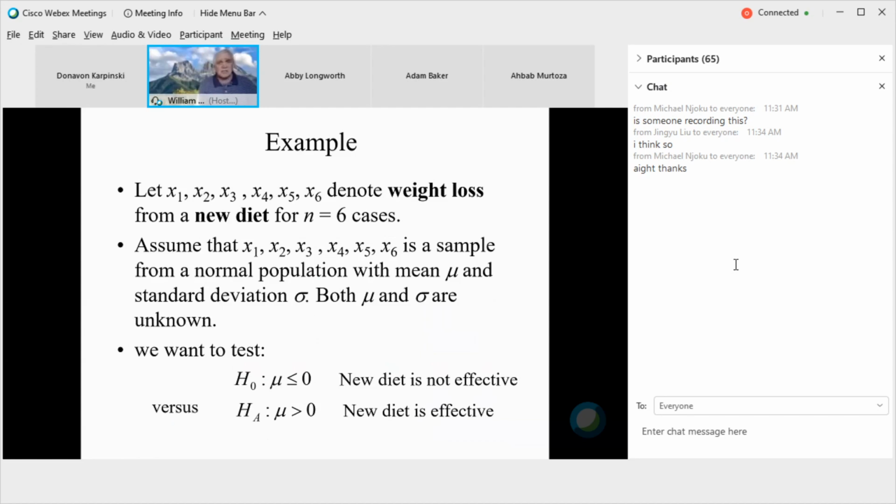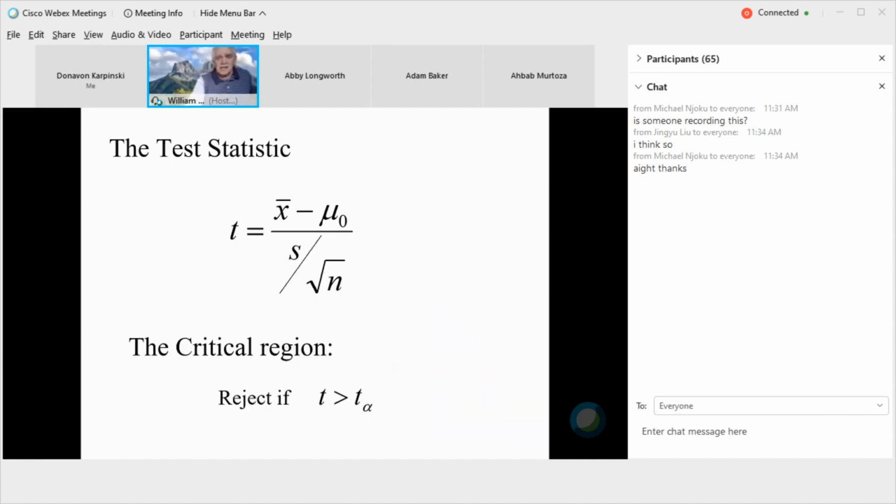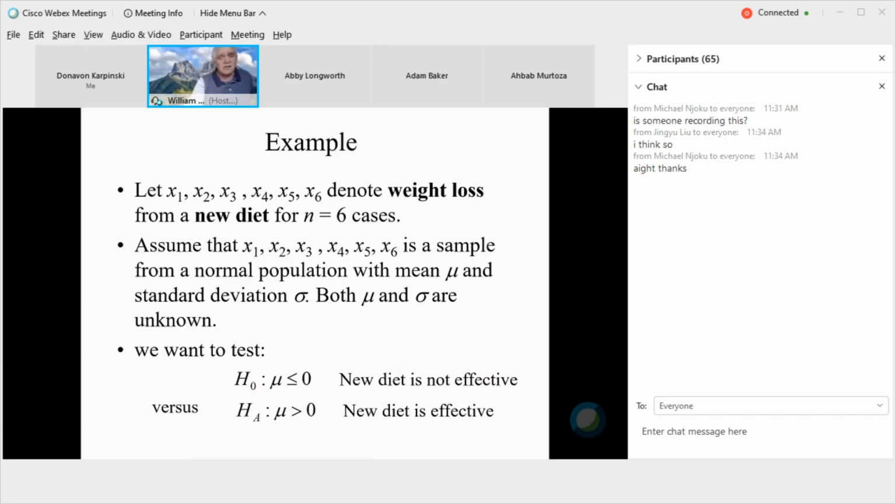Example: suppose we're measuring weight loss on a new diet, and we take 6 cases. We want to test if the diet is effective. The diet is effective if the average weight loss is positive. It's not effective if it's 0 or less. So there's the hypothesis we want to test. There's the test statistic. The critical region would be a one-tailed critical region, since we're trying to prove a one-sided alternative.